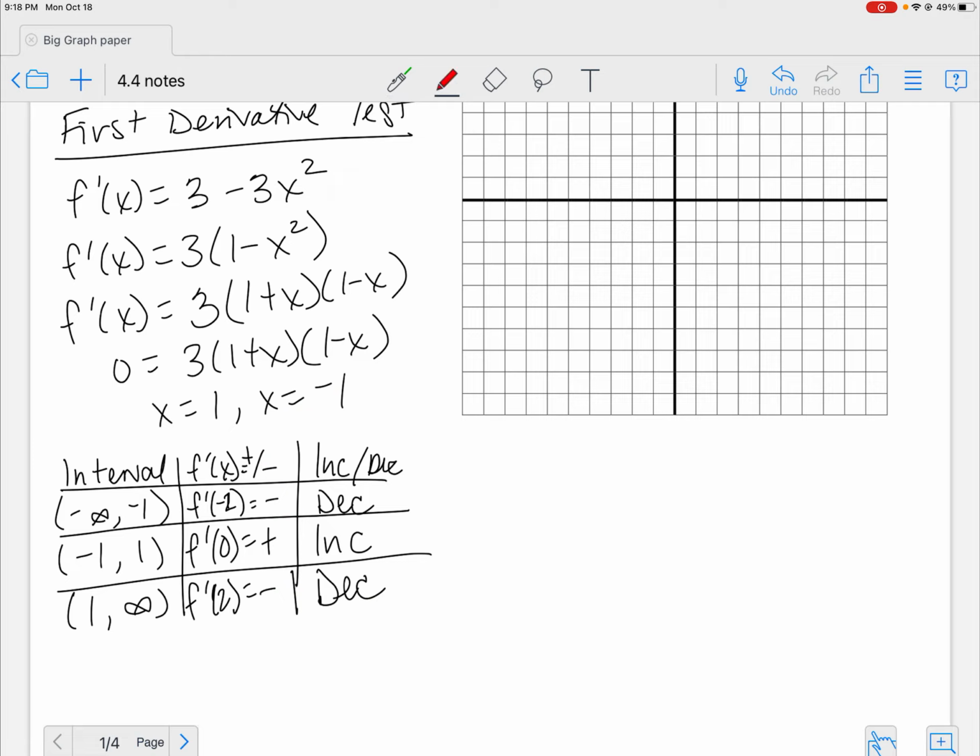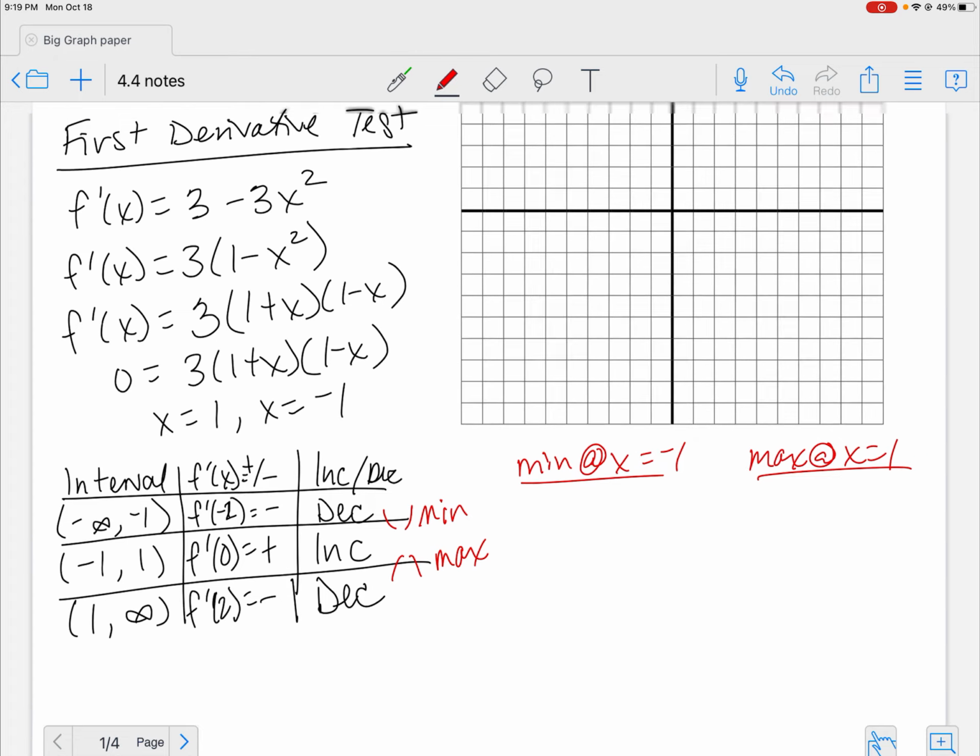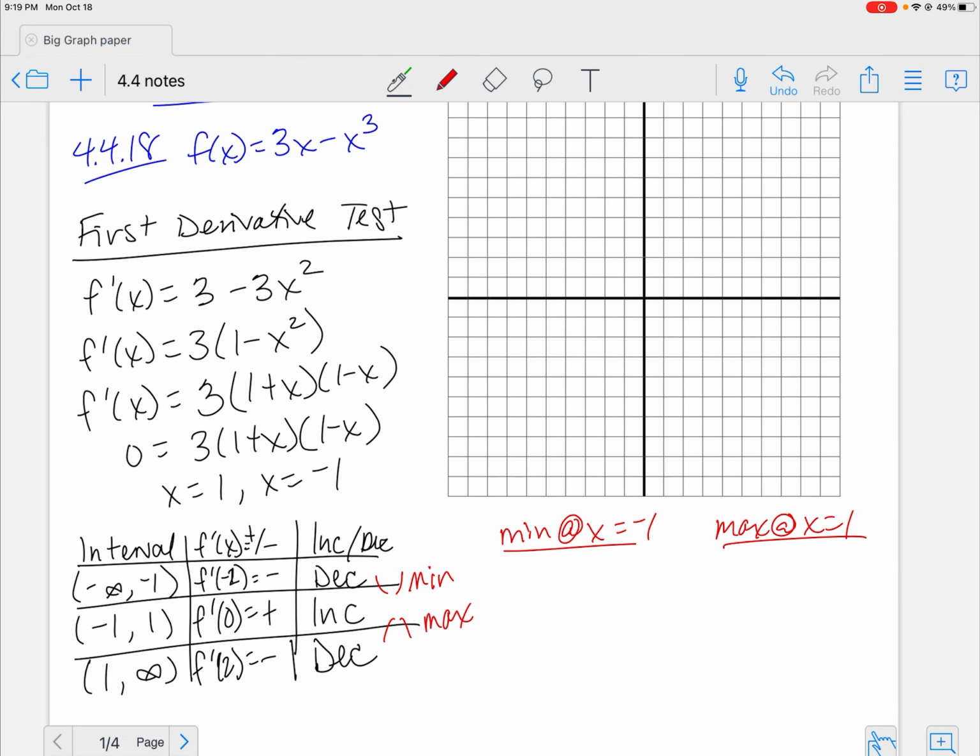Once I figure out how my graph is moving, I know that this is decreasing to increasing. That's going to be a minimum. This is increasing to decreasing, and that's going to be a maximum. So I actually have here a minimum at x is equal to negative 1, and a maximum at x is equal to positive 1. So remember, when you find your points, your critical values come from the test. Your points come from your original function. So you plug that in.